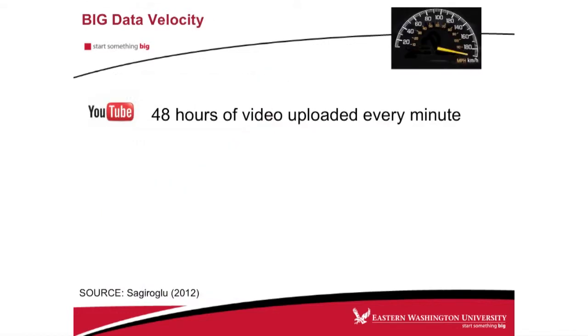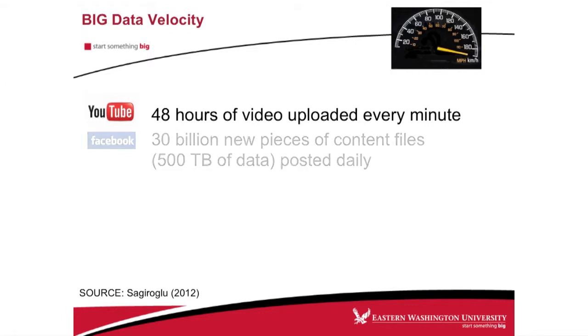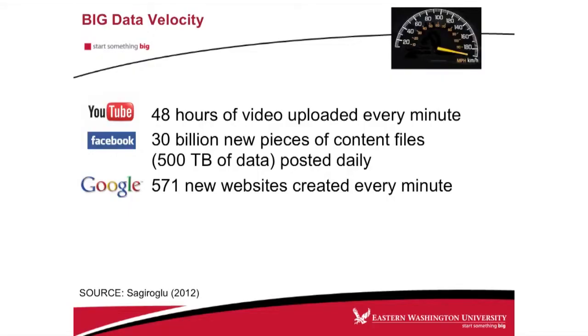Big data velocity: just a couple of numbers to give us an idea of the type of velocity we're dealing with. On YouTube, 48 hours of video are uploaded every minute. There was a joke a few years ago where, as an April Fool's joke, they came up with a DVD that has the entire collection of YouTube videos. Nobody bought it. Well, Google: 571 new websites are created every minute.